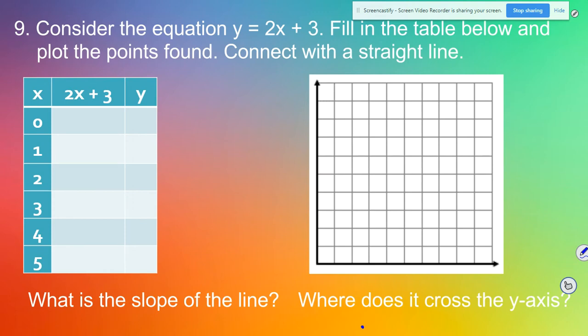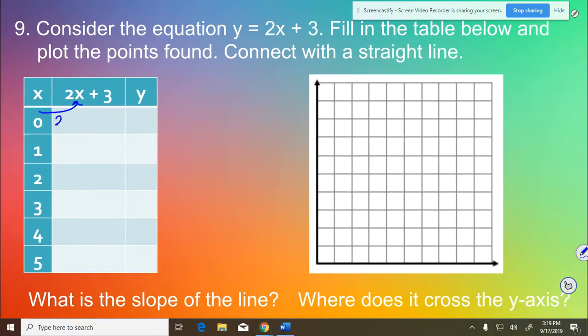So now for number 9, we're going to consider the equation y equals 2x plus 3. Fill in the table below and plot the points. Connect with a straight line. So we're doing some work here in the middle to get our y value. We take the 0 and plug it in for x. So we have 2 times 0 plus 3. And then we get our answer for y.